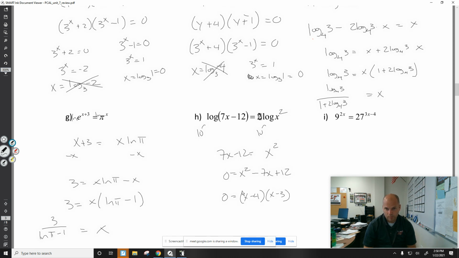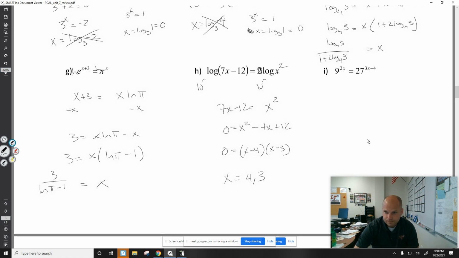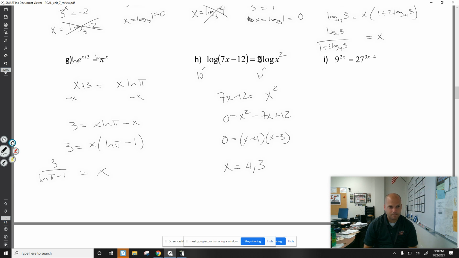Negative 4, negative 3 are the two numbers. Two solutions, 4 and 3. Make sure they both work. 4 times 7 is bigger than 12. 7 times 3 is bigger than 12, so that's good. All right, back to this guy.